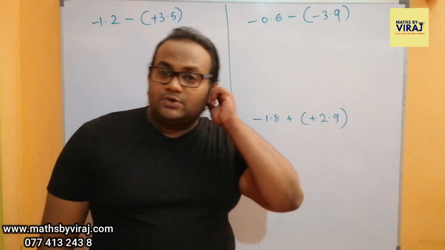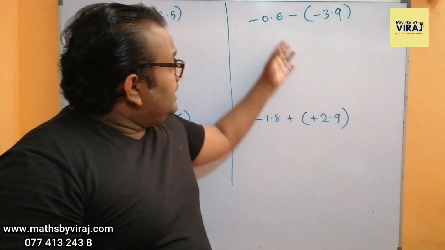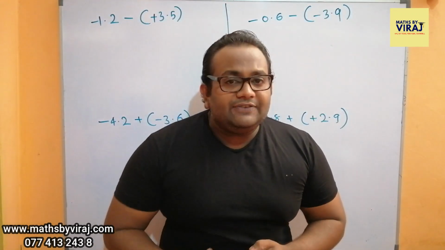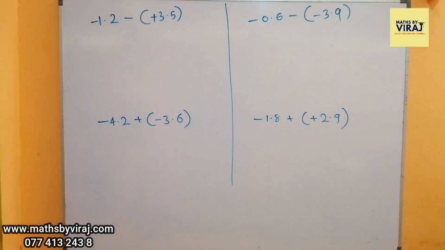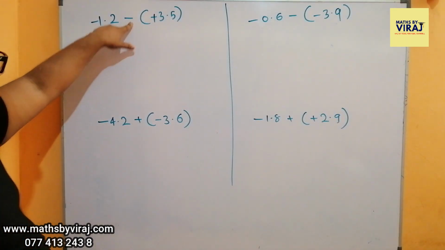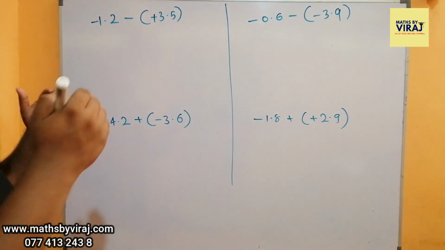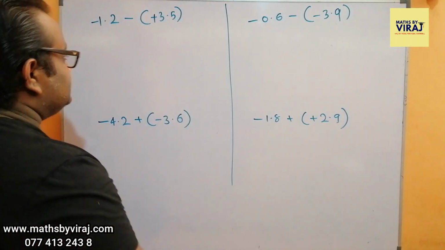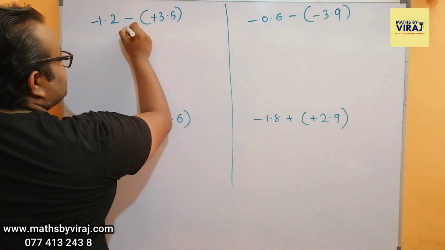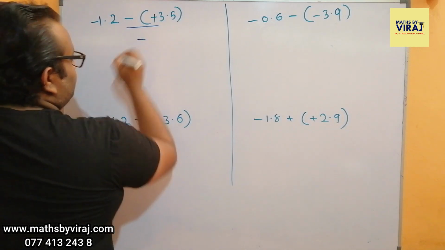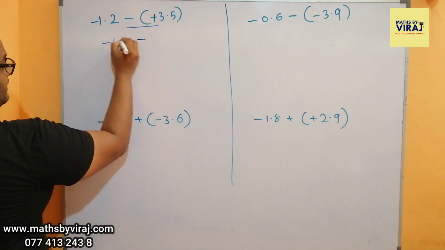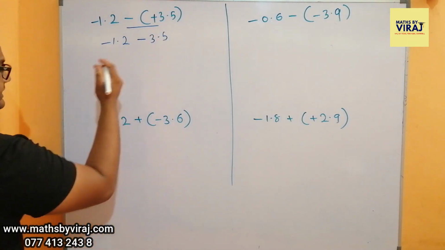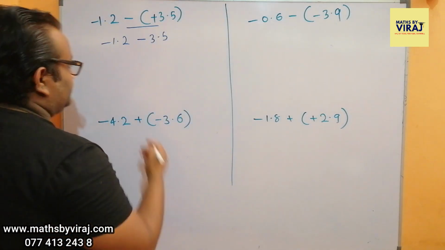Right, children? Let's look at some examples where a number line cannot be drawn, or drawing a number line is difficult. Now let's look at this. Minus 1.2 minus plus 3.5. So rather than drawing a very large number line with small 0.1 intervals, we know that minus and plus together, the answer is minus. Therefore, minus 1.2 minus 3.5. This is very easy. Think of it in the way that I am trying to teach you.